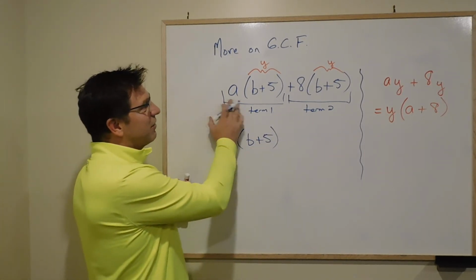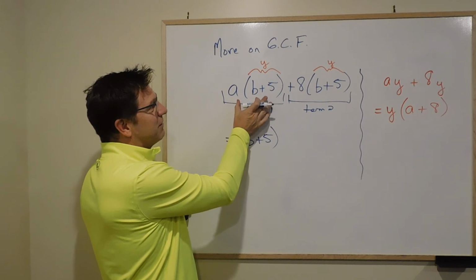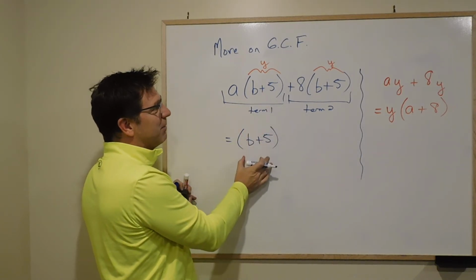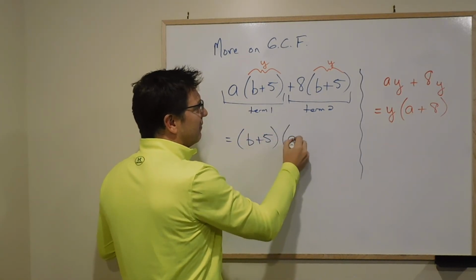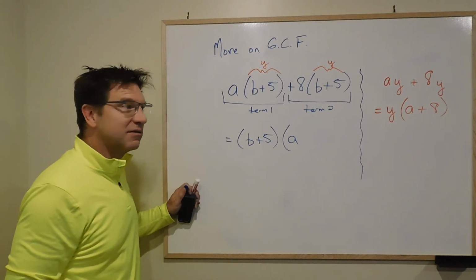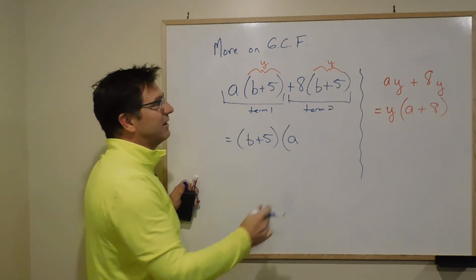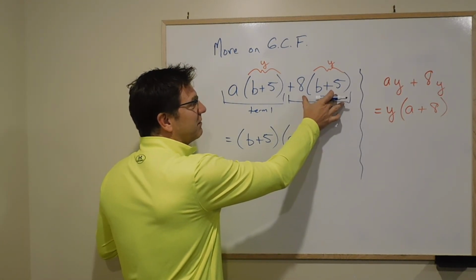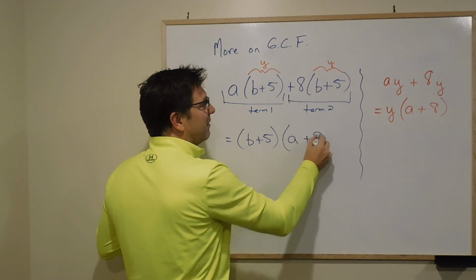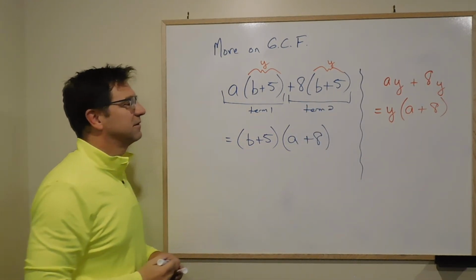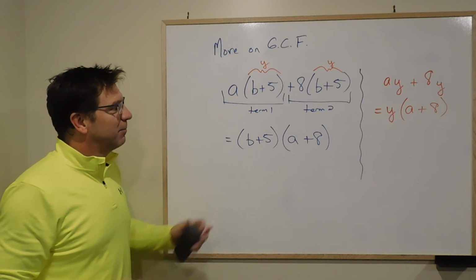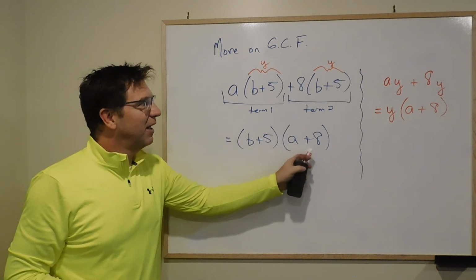Now if I take term 1, I take a times b plus 5, and I divide by b plus 5, all I've got left is a, right? And if I take this one and divide out b plus 5, all I've got left is 8. So I end up with b plus 5 times a plus 8.